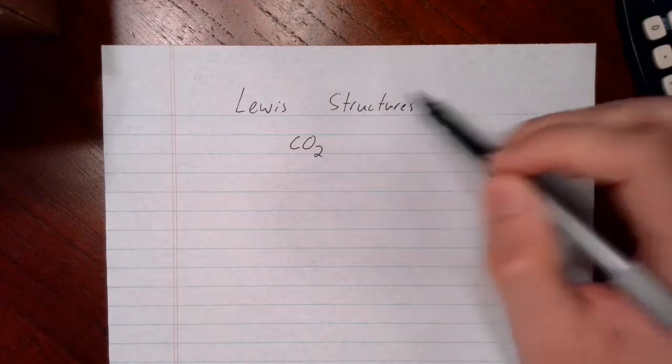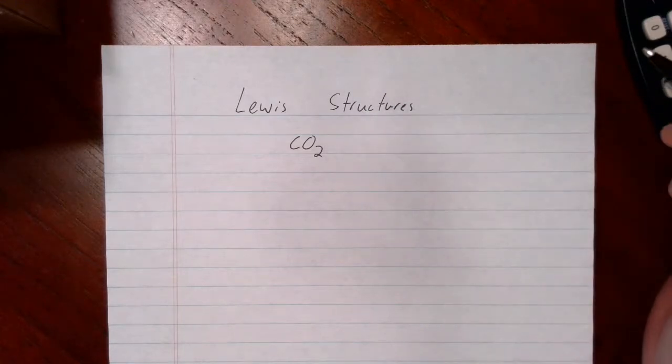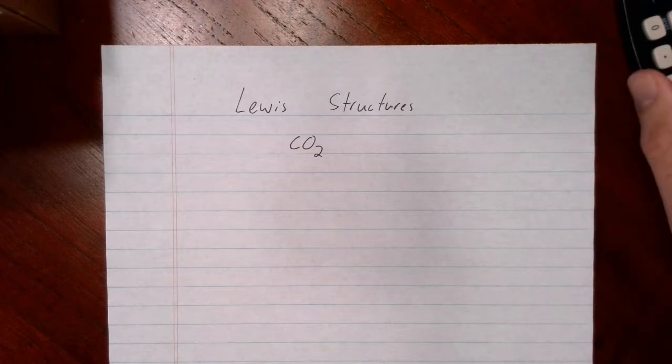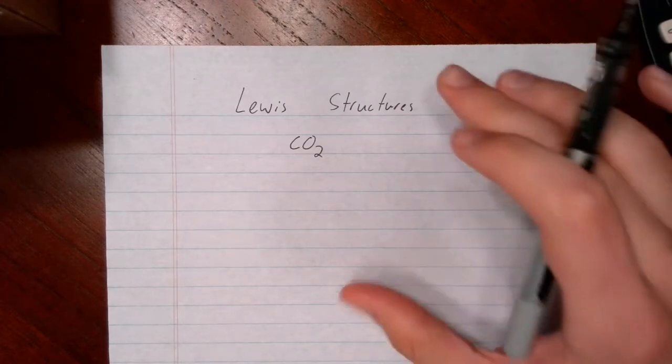The Lewis structure is named after Gilbert Lewis. He was a famous chemist. He got nominated for the Nobel Prize over 40 times, but never actually won the prize. But that's beside the point.